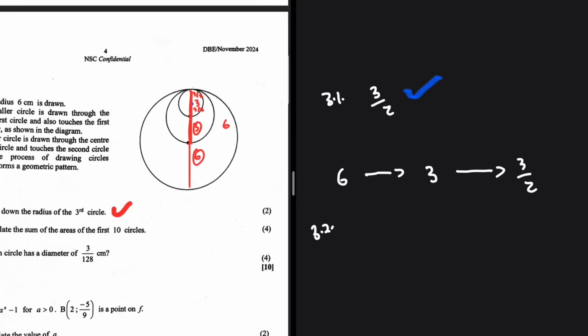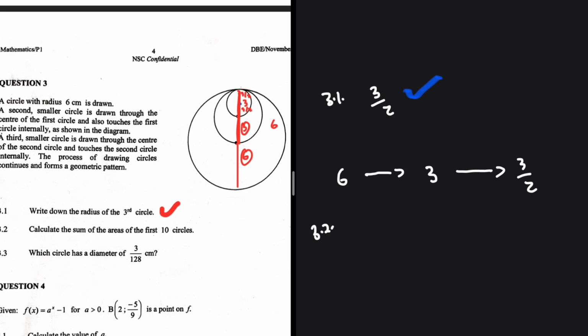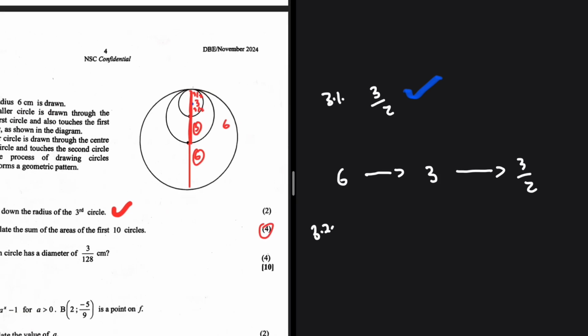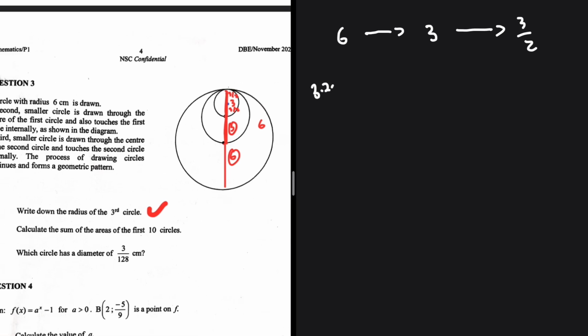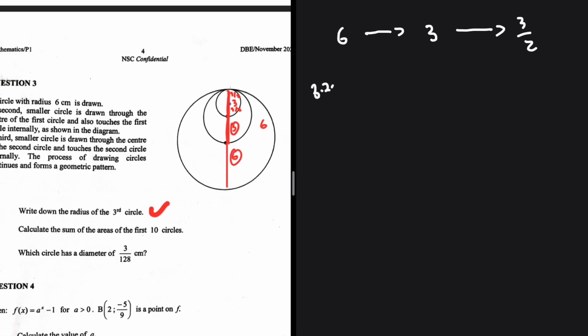And then 3.2, calculate the sum of the areas of the first 10 circles. And that is for 4 marks. Calculate the sum of the areas of the first 10 circles. Well, honestly speaking, I don't think this question should be for 4 marks, right? Because I think there's a lot of dots that we need to connect in order to answer this question.